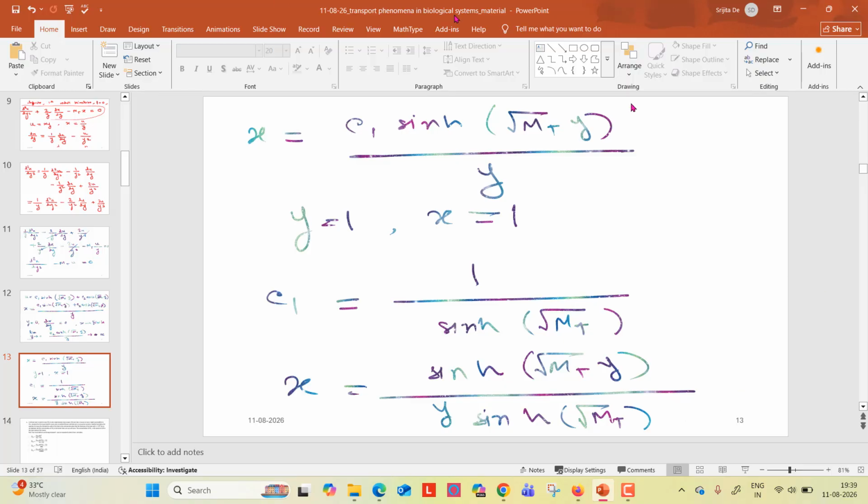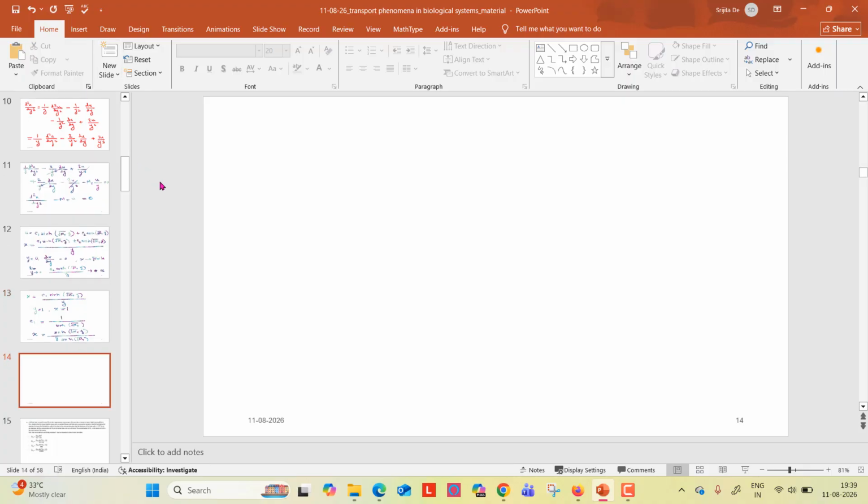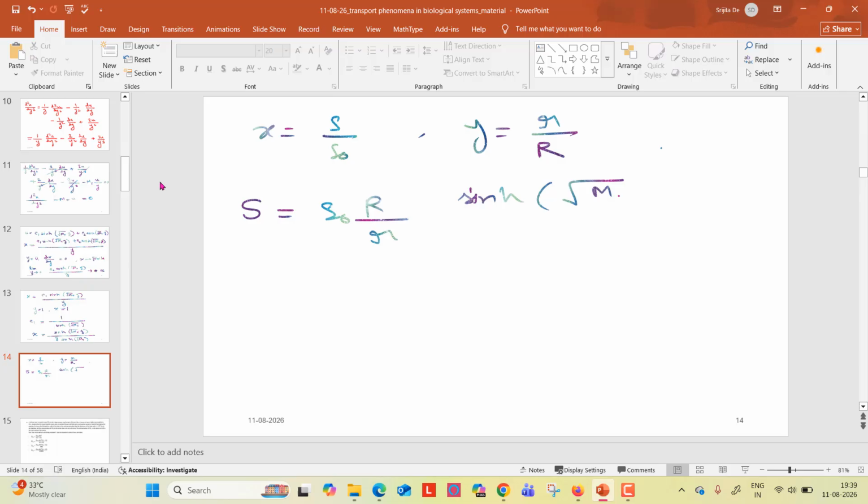And now if we put the values of x and y, we have earlier taken x equals to s by s0 and y equals to small r by capital R. So s will be s0 into capital R by small r, sine hyperbolic root mt r by R divided by sine hyperbolic root mt. So this is the final equation between the substrate concentration and the radius of the pellet, right? So this you can plot and you will get the graph.